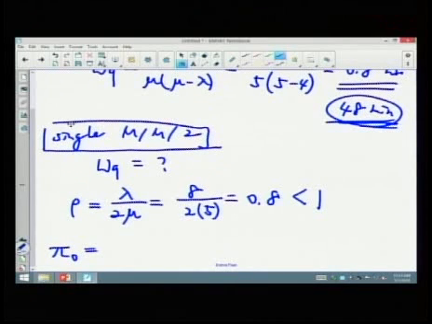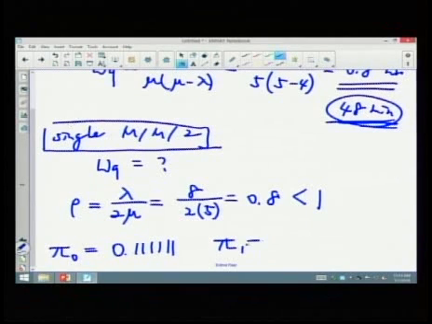Okay, so in my previous calculation, I've got pi 0 is 0.111111, okay? And pi 1 is 0.177777. Okay?